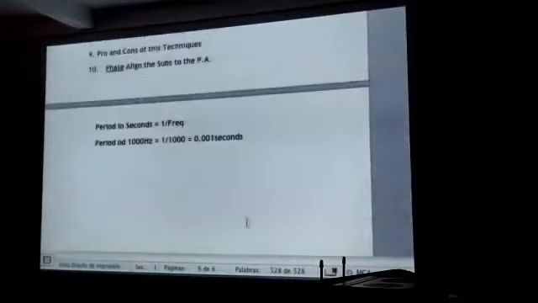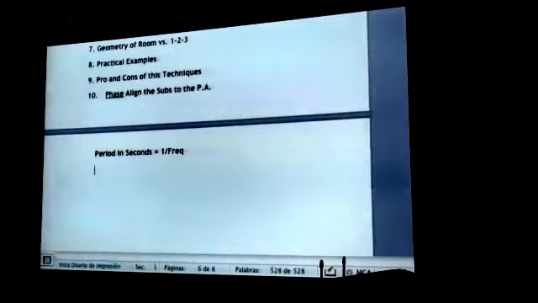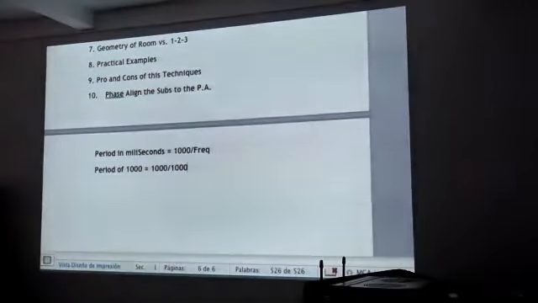So I don't care about this equation. Period in seconds, I don't like it because XTA, BSS, Clark Technique, Lake, Silica, all processors use the time in milliseconds. Period in milliseconds equals 1 over frequency multiplied by 1000, or 1000 over frequency. Then period of 1000 Hertz equals 1000 over 1000.